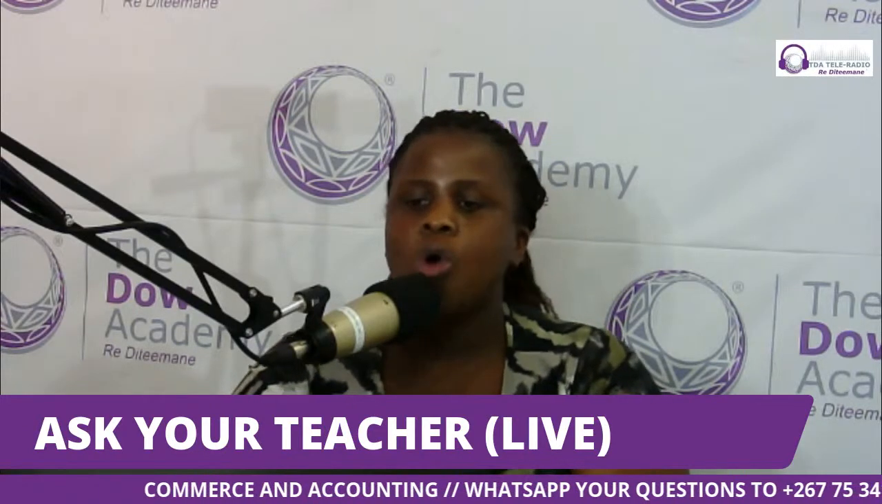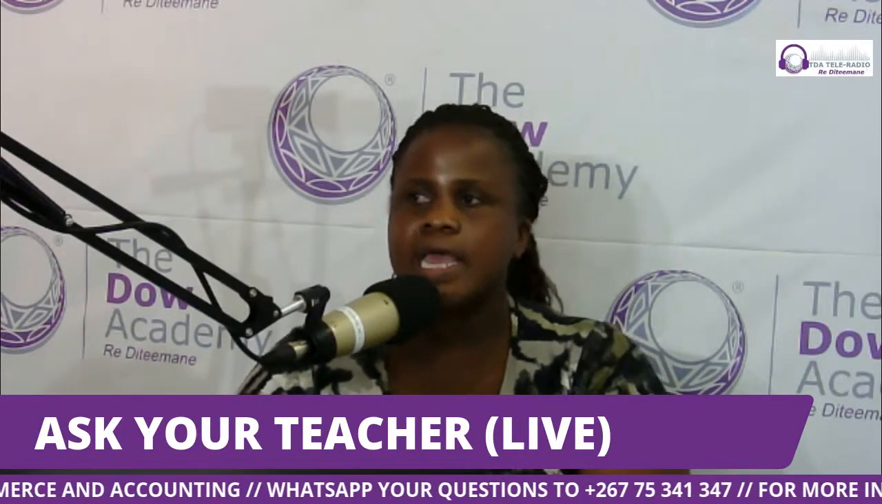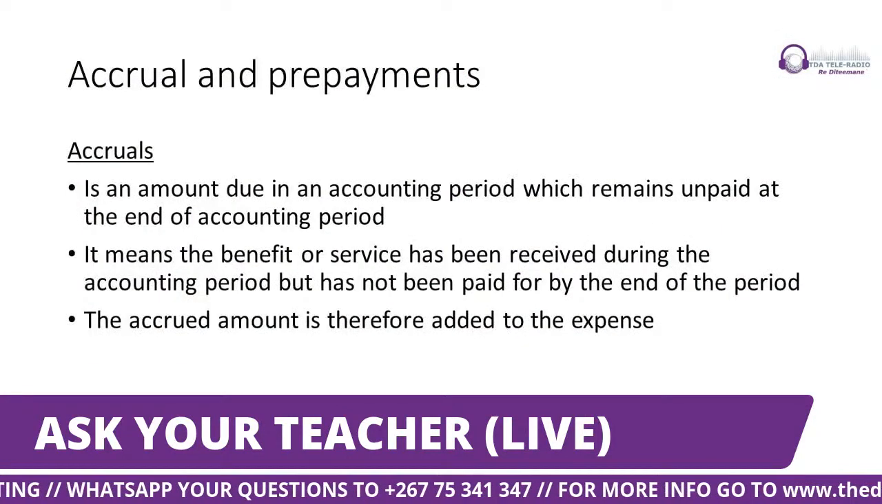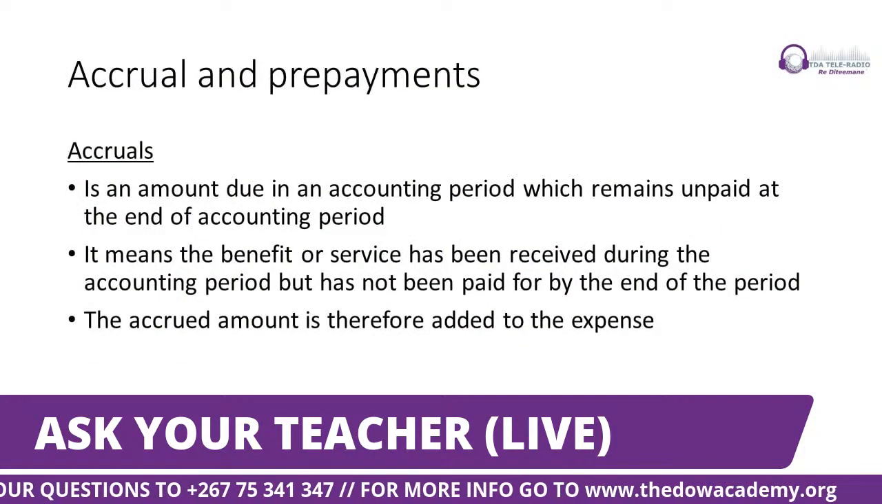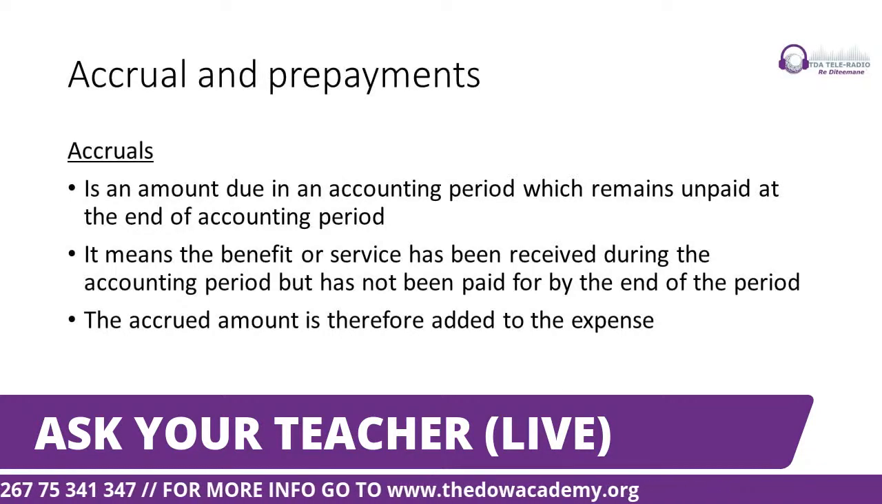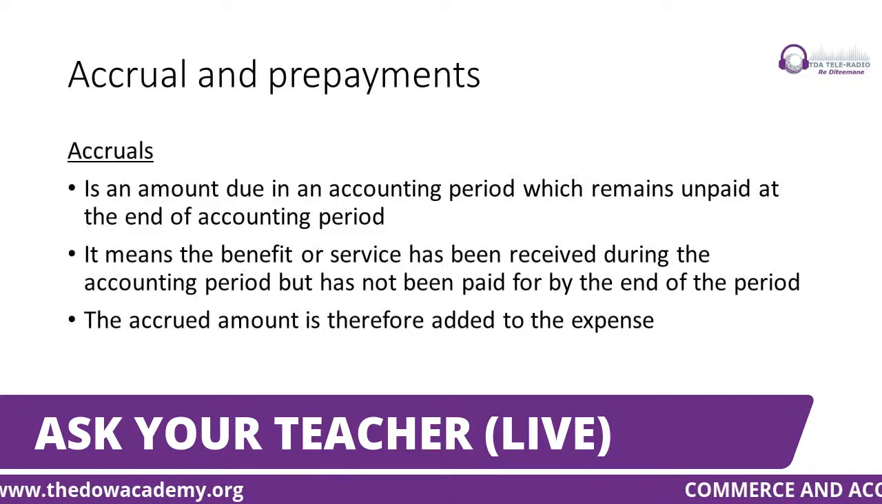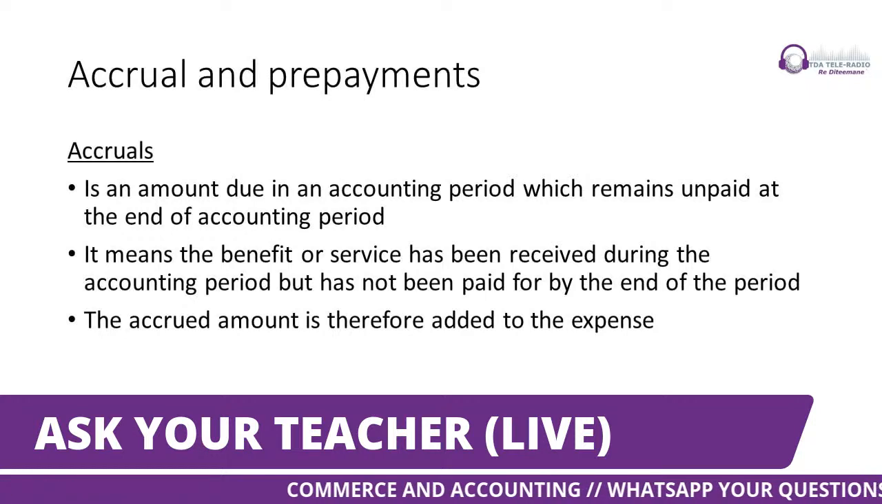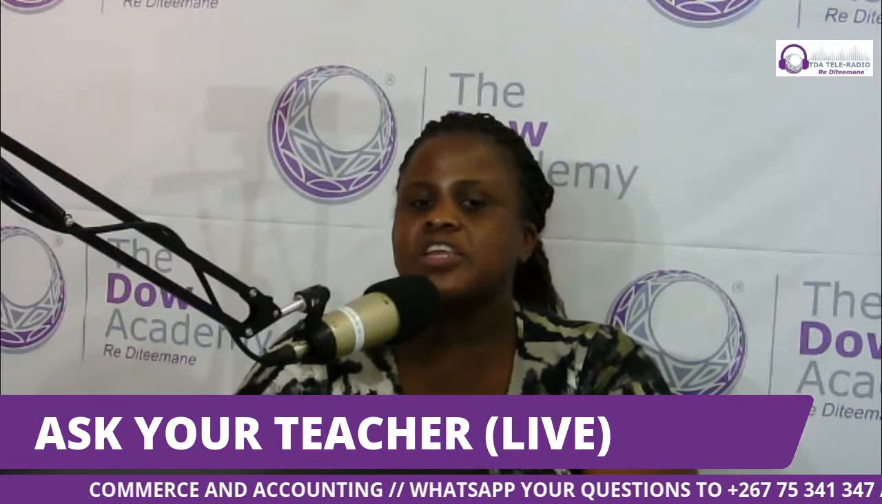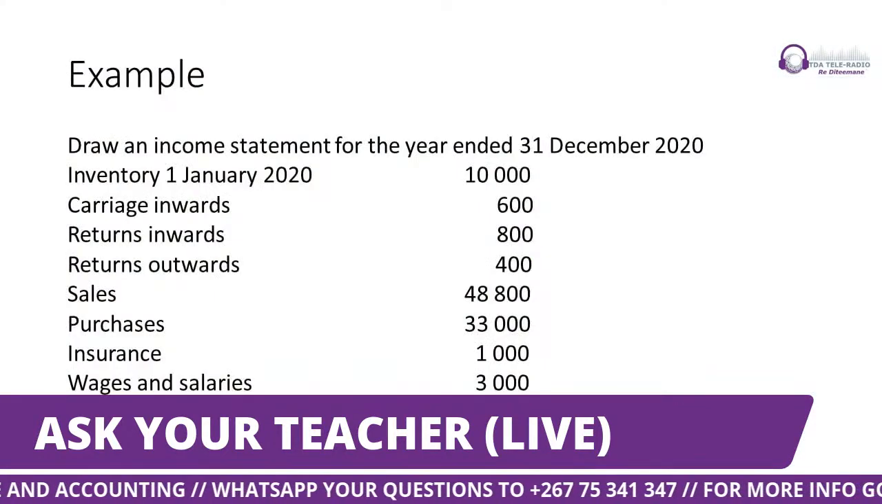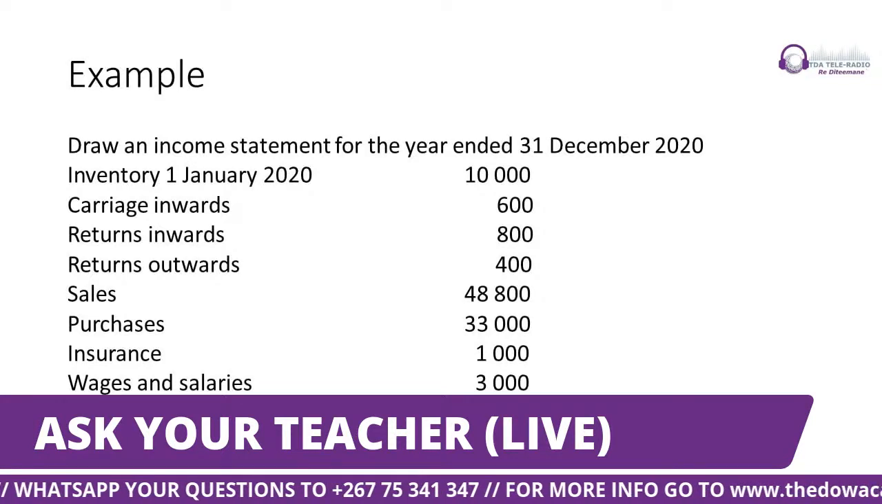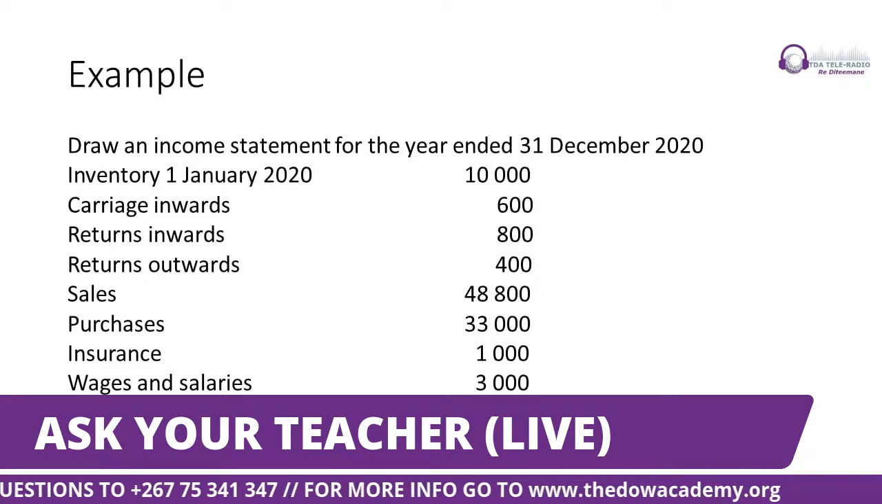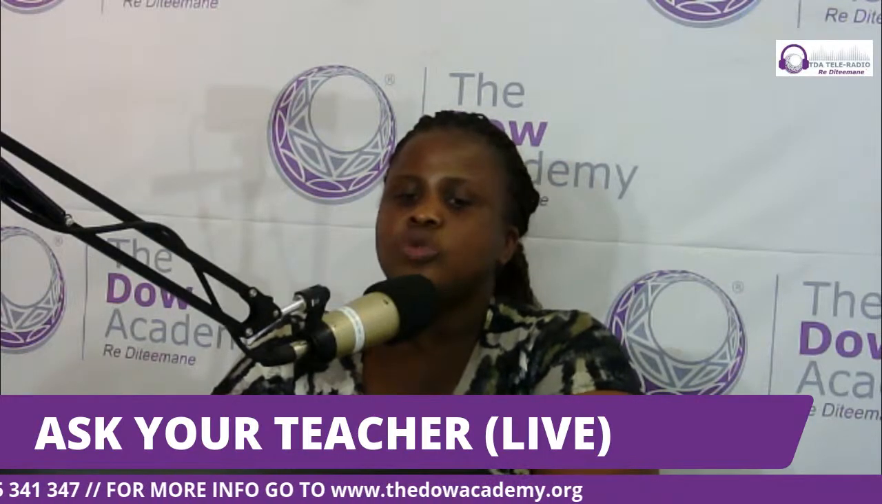I'll remind you how we tackle accruals and prepayments. What is an accrual? We need to understand what an accrual is. An accrual is an amount due in an accounting period which remains unpaid at the end of the accounting period. If you look at the example that I gave you before, we said our accounting period is running from 1 January to 31 December 2020. That is our accounting period. So if there is an expense that we do not pay by 31 December, that will be our accrual.